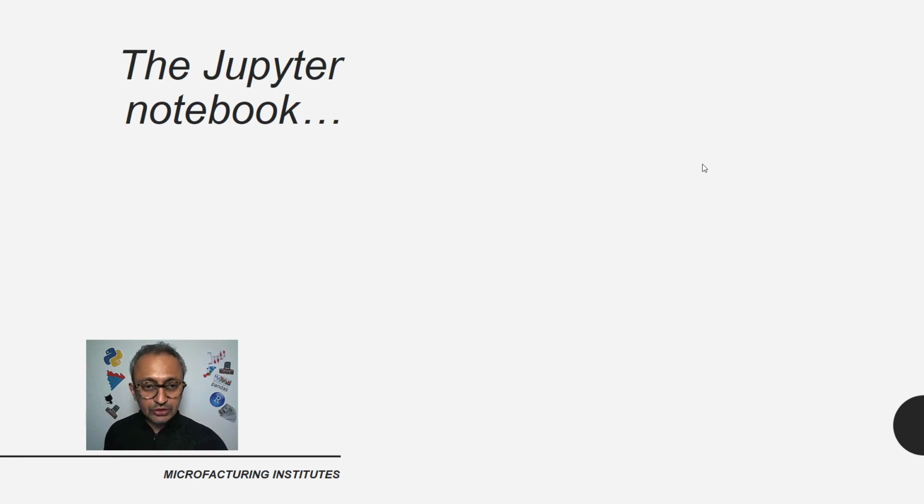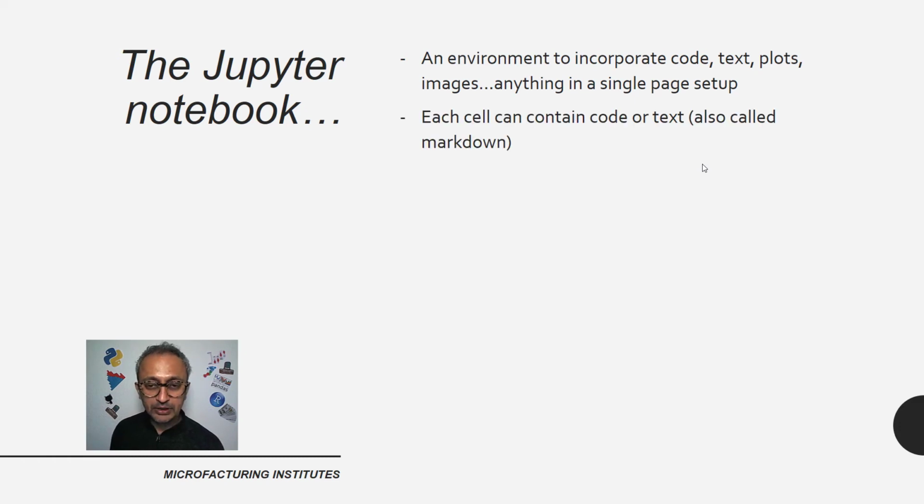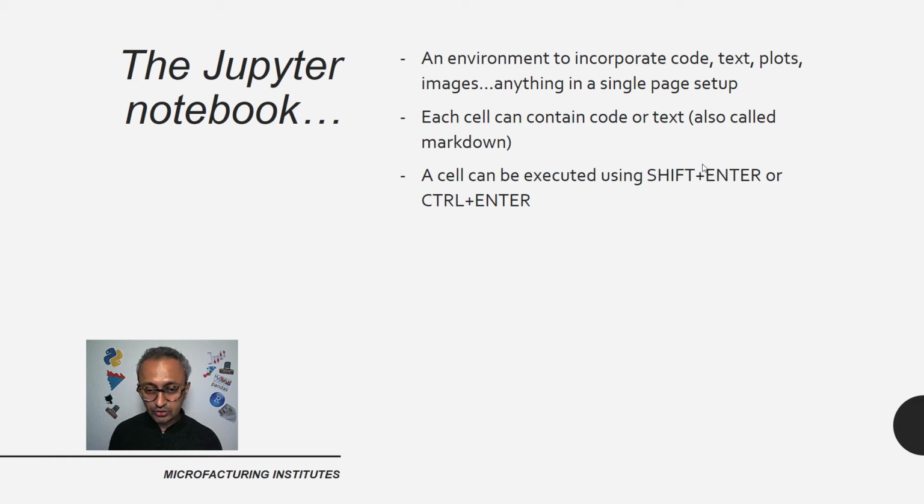The Jupyter Notebook, we just talked about it. We're going to have pretty much everything done using this, and you'll pretty soon get to see what it is. Okay, so it's an environment. As I said, you can write code, text, plots, images, anything in a single page setup. You can write stories. You can write a book if you have to write a book, right? Each cell can contain code or text. Also, when you are in text mode, it's called markdown mode. Okay, just a nomenclature. Anytime you want to execute a cell, you just press shift plus enter, or control plus enter.